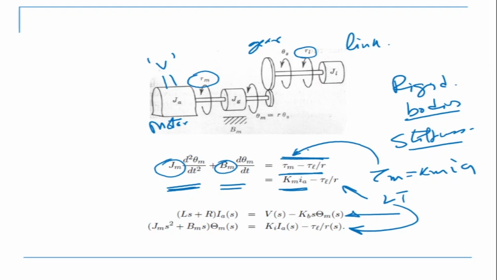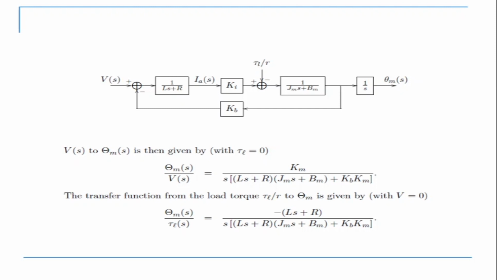Now if I combine these two equations and draw the block diagram, our block diagram turns out like this, where we have two inputs. This is my motor voltage Vs, which is going in as input, and then we have the disturbance tau L by R, which is coming in as a disturbance. And this is because of the dynamics.